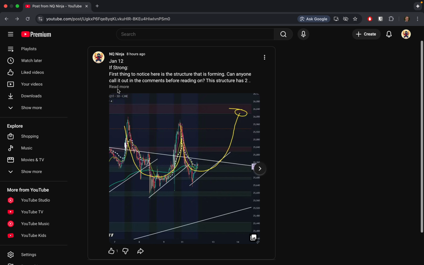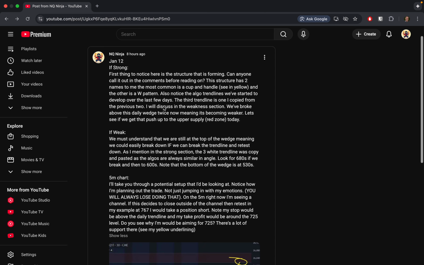I posted this around if we're strong, we're going to create this cup and handle. So you can see we had a cup and then we actually moved up to potentially create a handle there if we were going to be strong. Now, one area that we noticed, and I'll show you this in a minute, was we had this daily trend line here that we had to break. And I'll show you, we did that clearly this morning.